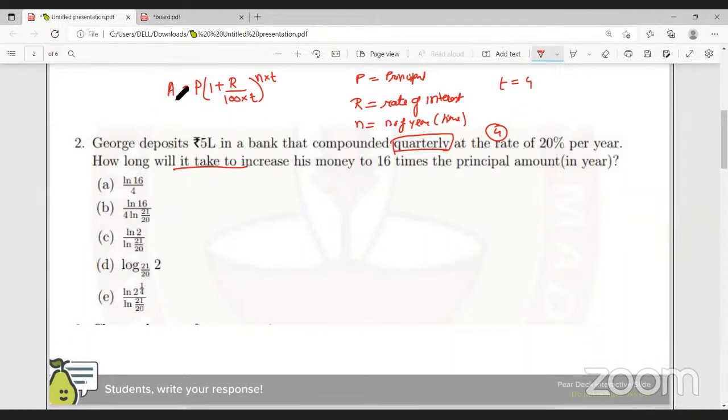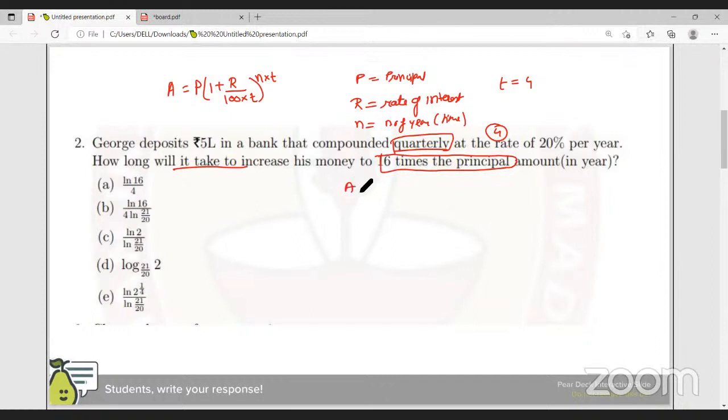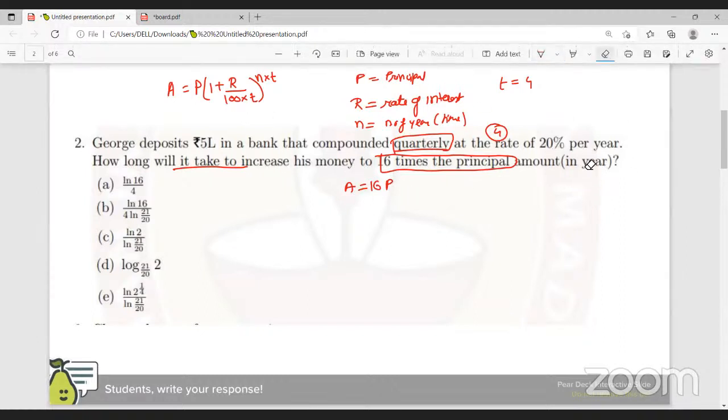Now if you apply this formula, what is the amount here? How long will it take to increase his money to 16 times the principal amount? So A equals 16P here, and time is in years. You have to calculate n only. So 16P equals P times (1 plus 20 by 4 into 100) to the power n into 4, right?